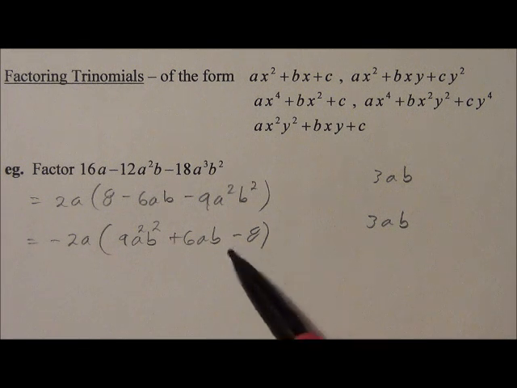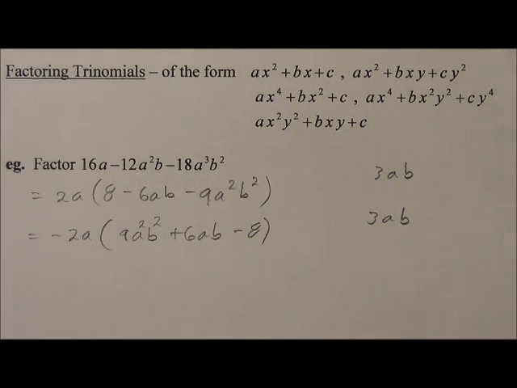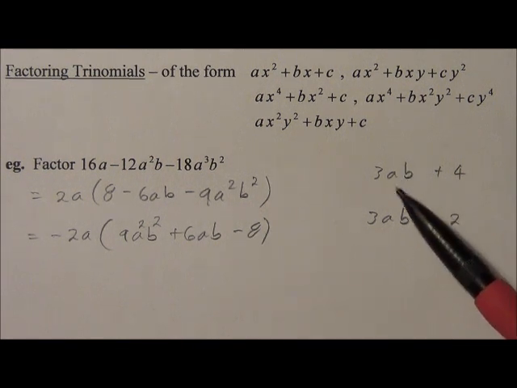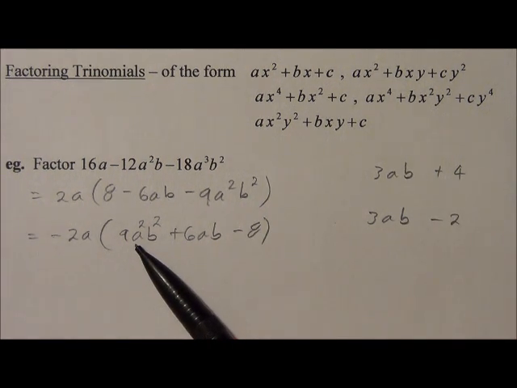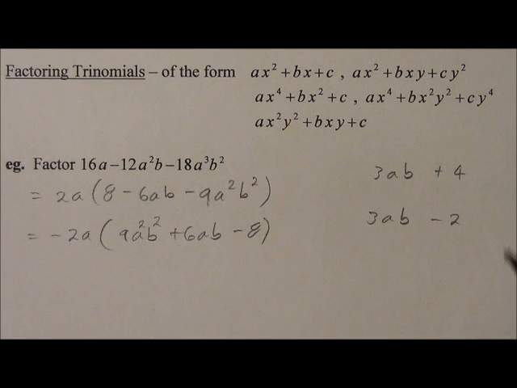So I know that the two factors multiply together to give negative 8. And because this is going to end up positive here, I'm going to say this is going to be positive 4 and negative 2. So positive 4 times negative 2 gives negative 8. 3ab times 3ab gives me 9a squared b squared. So far so good. So I'm going to cross multiply. So I get 12ab. Then I get down here negative 6ab.